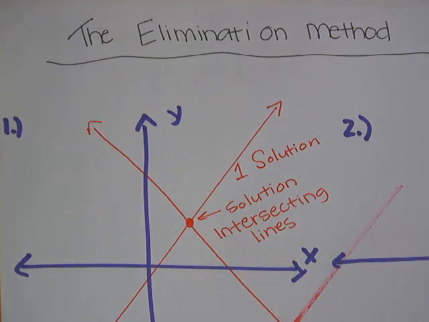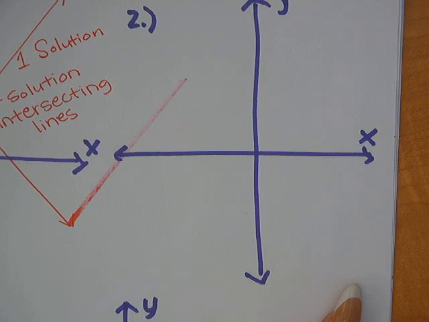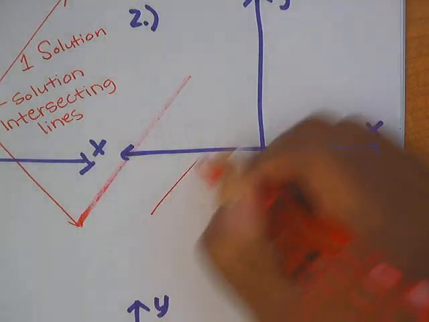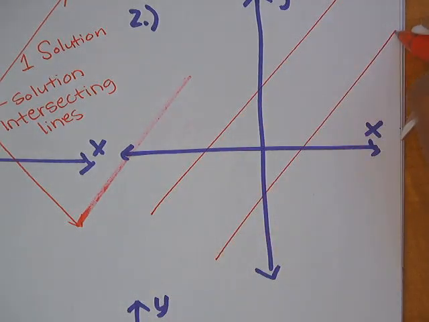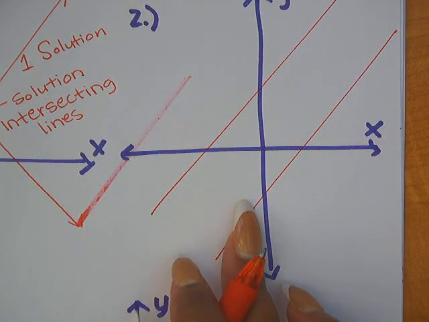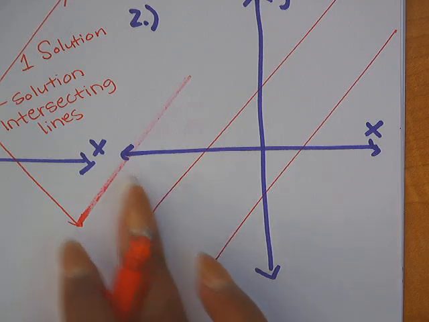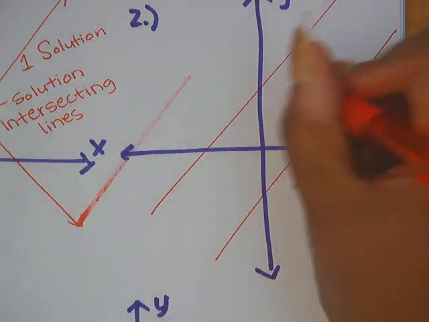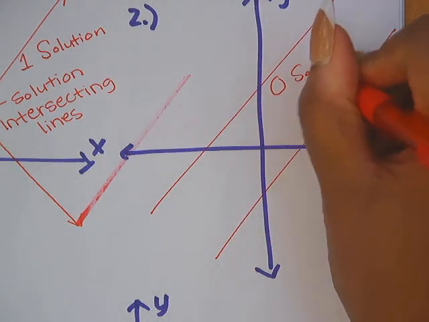The second type of solution is parallel lines. That is when two lines never cross. And just like we cannot make a point anywhere, because there is no intersection, the lines do not touch, there are zero solutions.